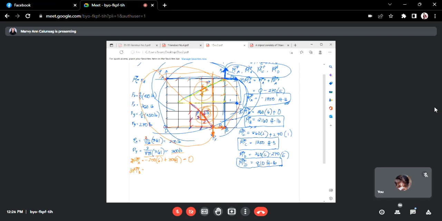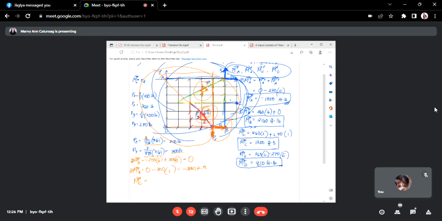This is about point B. PX passes through B, so it is 0. For PY, the rotation is counterclockwise, so minus, your PY is 300, the moment arm is 1. So the moment is negative 300 foot-pound.